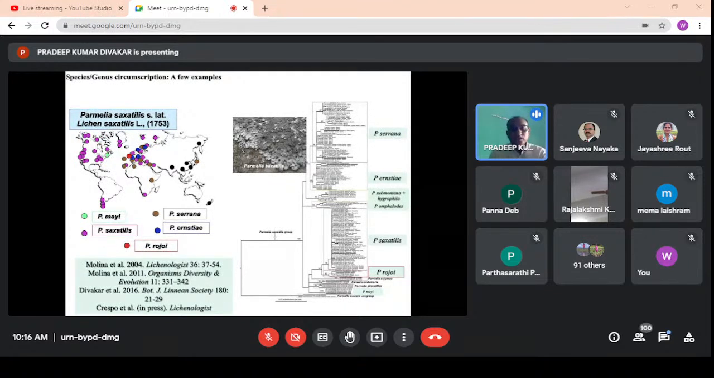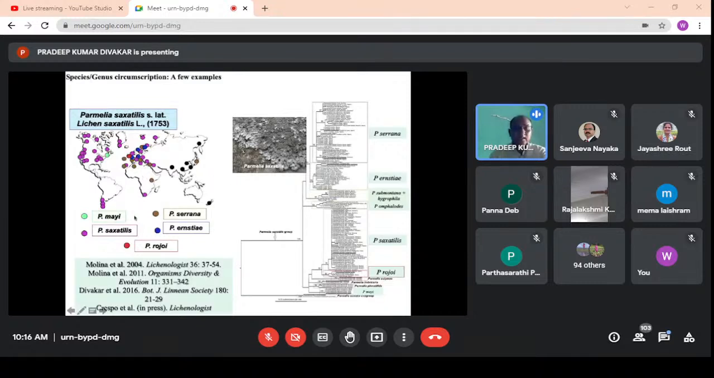So the molecular phylogeny, or the DNA sequences, is crucial for species discrimination in lichen. Just one example I have given here. So the different species, Parmelia May, distributed in North America. Saxatilis is still widely distributed. Serrana, mostly in Europe and North America. Nesti in Europe and North Africa is here. And Rojoy recently described in one of the regions in southern Spain.